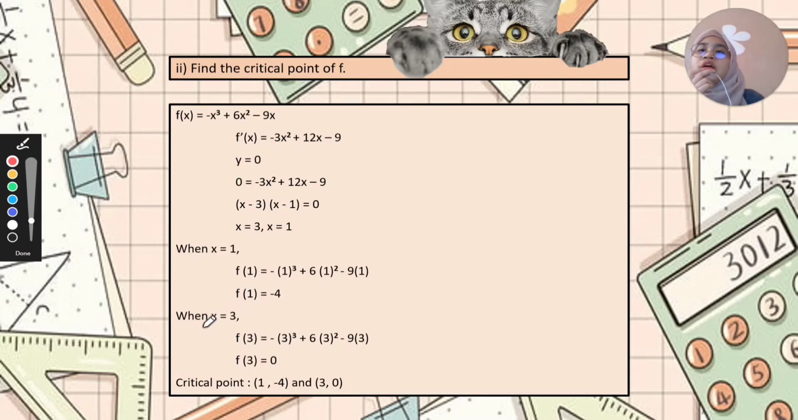Same goes for x equals 3. You just have to replace the x value into this f(x) equation, and then you get it like this, and you will find that f(3) equals 0. So the critical points are (1, -4) and (3, 0), and write the answer in brackets like this. So next question.